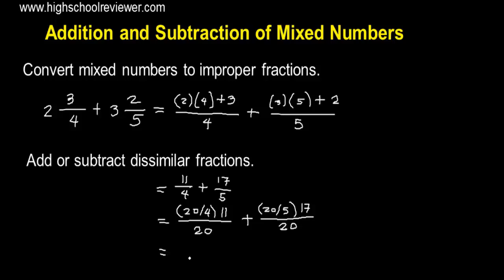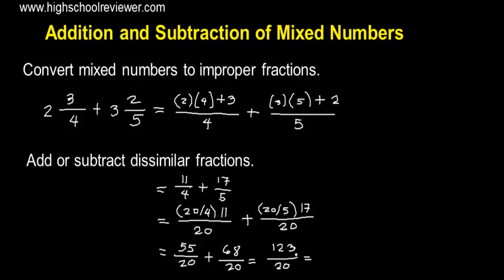20 divided by 4 multiplied by 11, this is 55 all over 20, plus 20 divided by 5 multiplied by 17, that will be equal to 68 all over 20. We will just add the numerators. 55 plus 68, that is 123, and just copy the denominator, which is 20.